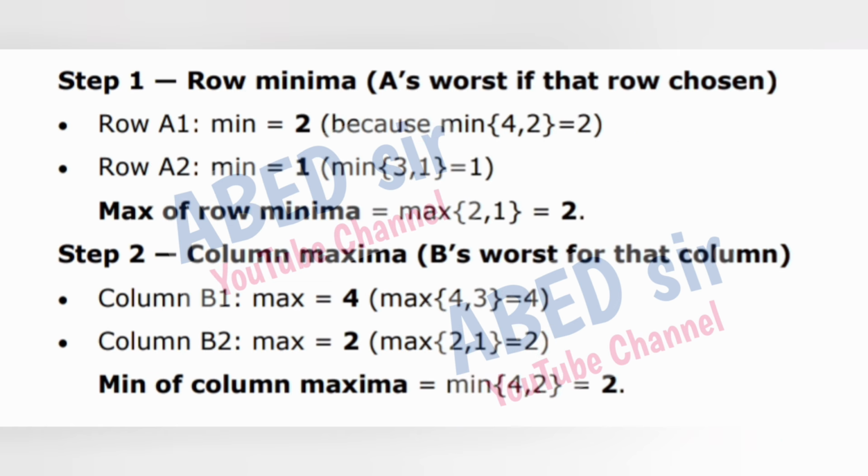Step 1. Row minima, A's worst if that row is chosen. Row A1 min is equal to 2, because min of 4, 2 is 2. Row A2 min is equal to 1, min of 3, 1 is 1. Max of row minima is max of 2, 1, which is 2. Step 2. Column maxima, B's worst for that column. Column B1 max is 4, max of 4, 3 is 4. Column B2 max is 2, max of 2, 1 is 2. Min of column maxima is min of 4, 2, which is 2.